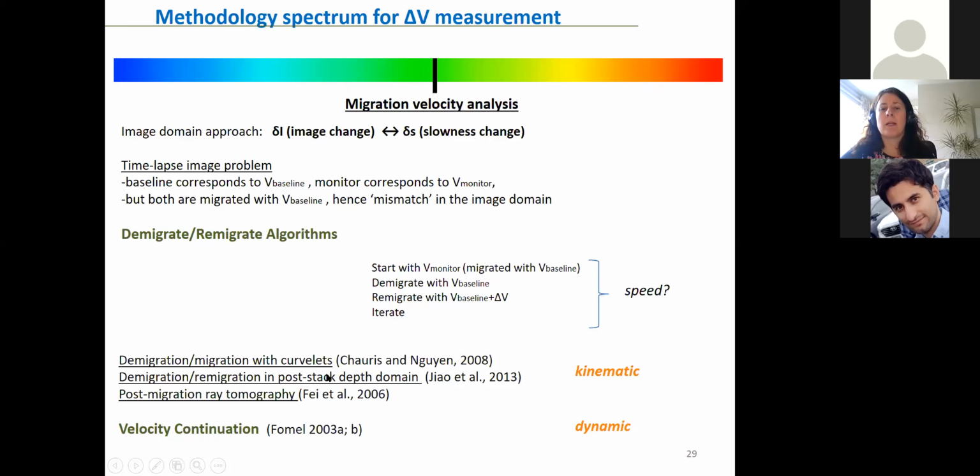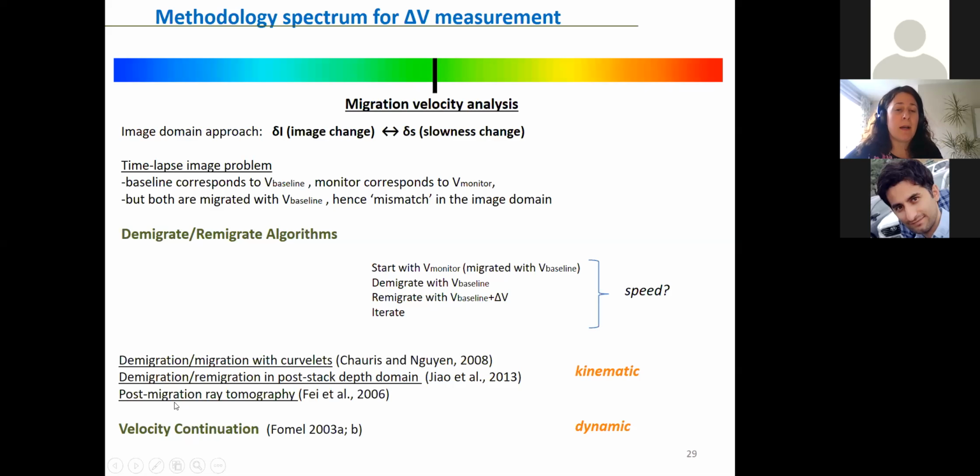So, for example, Shores and Nguyen proposed demigration, migration with curvelets, and this is a way of exploiting only local perturbations in velocity and offering a computational advantage. And the second one, demigration, remigration in the post-stack depth domain. Again, it's a way to avoid the issue of demigration and remigration in the pre-stack domain.